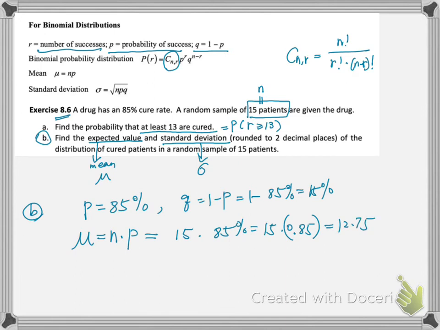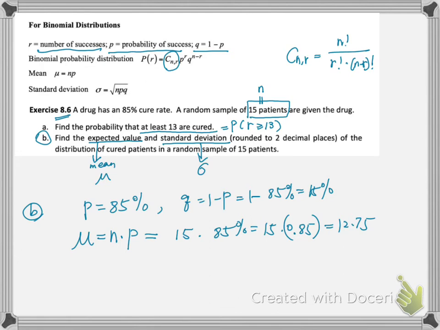That means on average, 12.75 patients will be cured. That's the average if you try, let's say, 15 million people, then 12.75 million people will be cured. It's a big proportion. If you try 15,000, then 12.75 thousand people will be cured. So that's the meaning of mu.